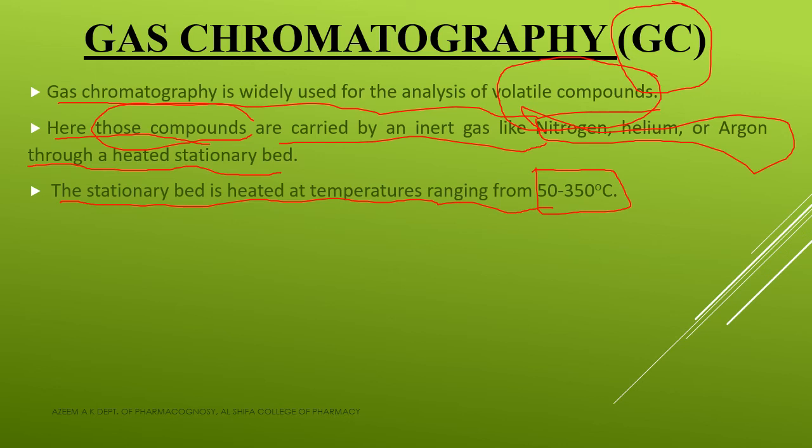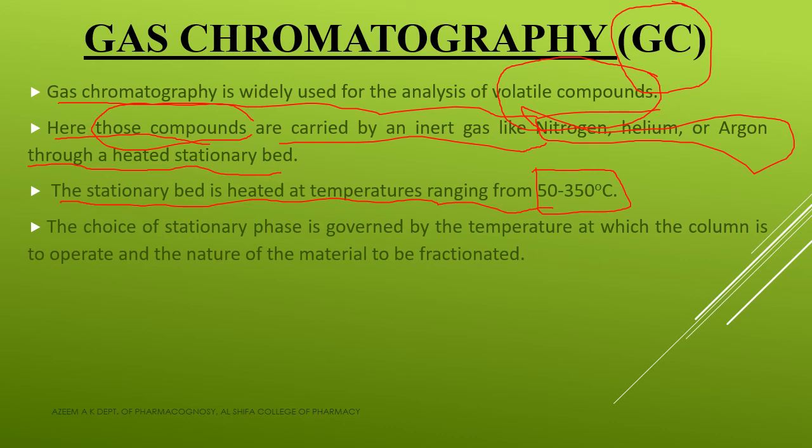Clear? So in gas chromatography, the compounds that are going to be separated should be carried by an inert gas like nitrogen, helium or argon through a heated stationary bed. Now the stationary bed is heated at a temperature ranging from 50 to 350 degrees Celsius. Okay. Now next point is that the choice of stationary phase is governed by the temperature at which the column is to operate and the nature of material to be fractionated.